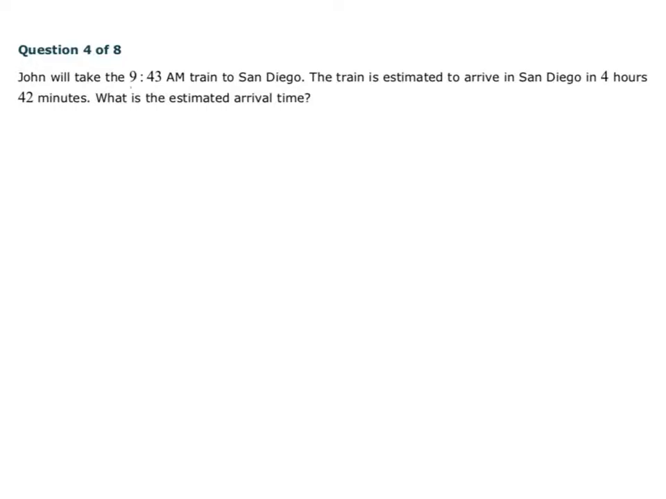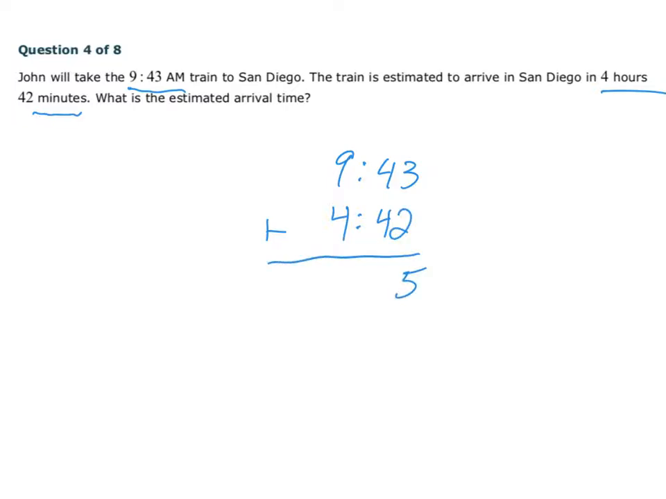John will take the 9:43 a.m. train to San Diego. The train is estimated to arrive in 4 hours and 42 minutes. What is the estimated time of arrival? Okay, so let's see if I can do this one the same way. There are other strategies to use. You don't have to use my strategy for this. Today, though, as we're copying it, I'd like you to do the same.